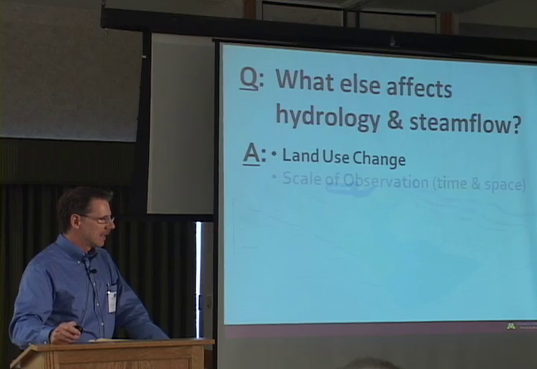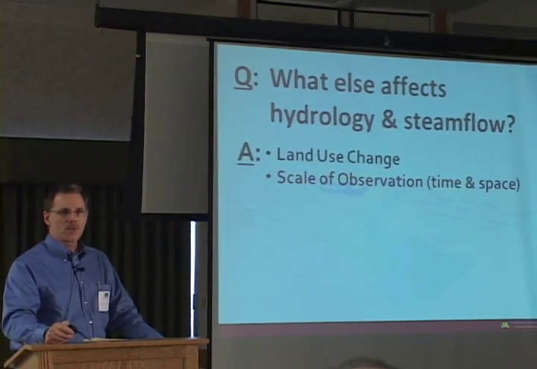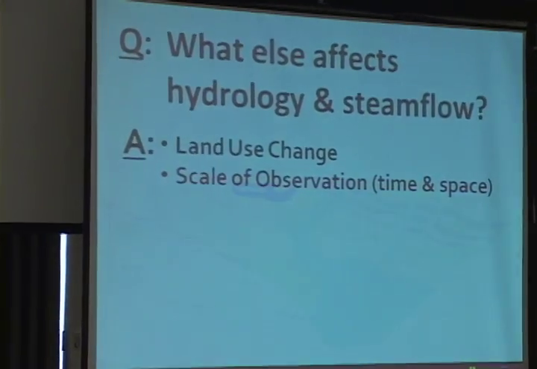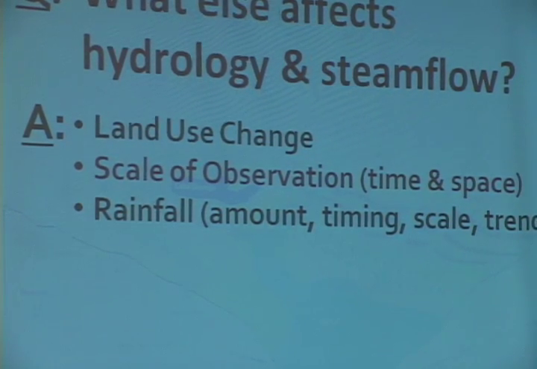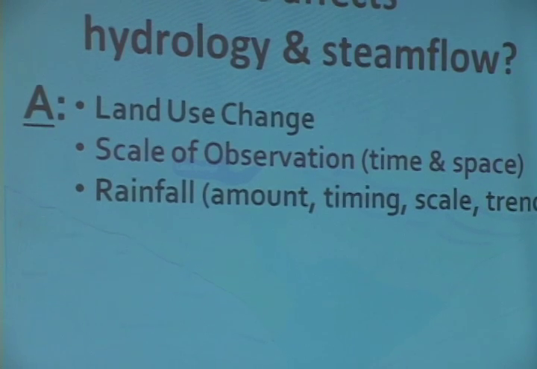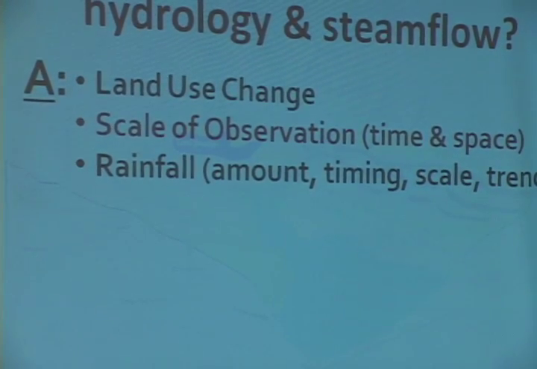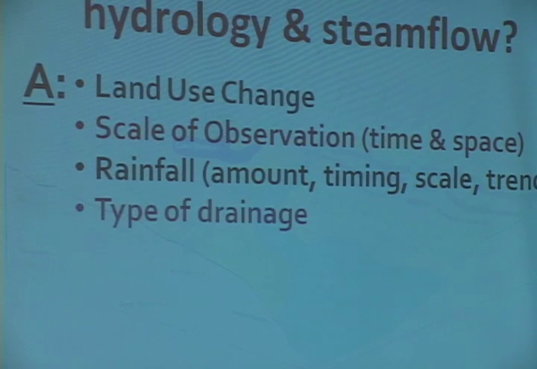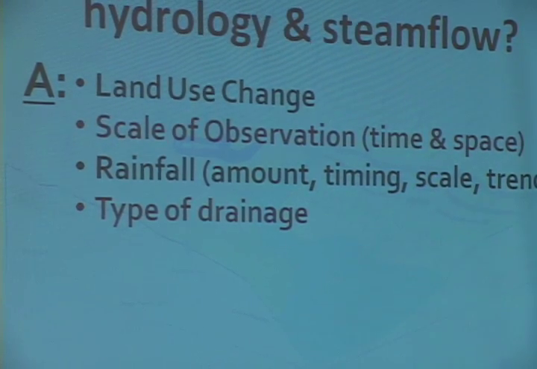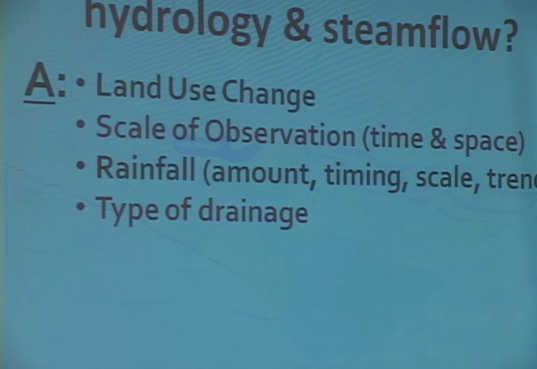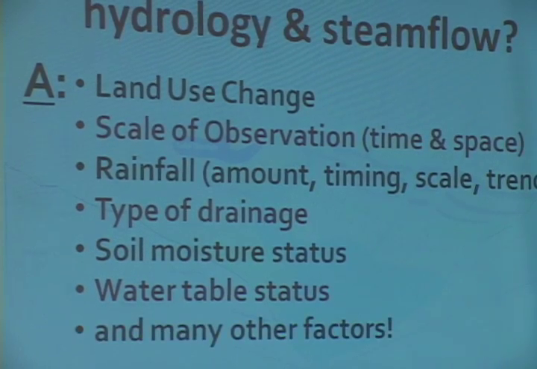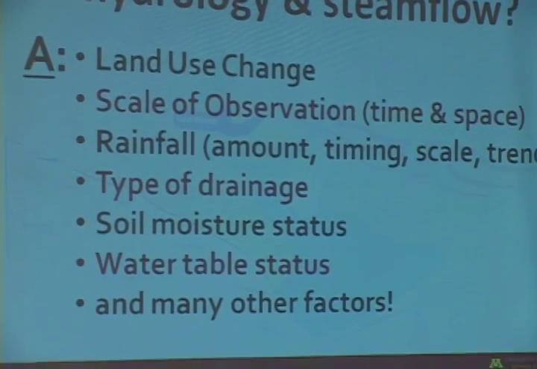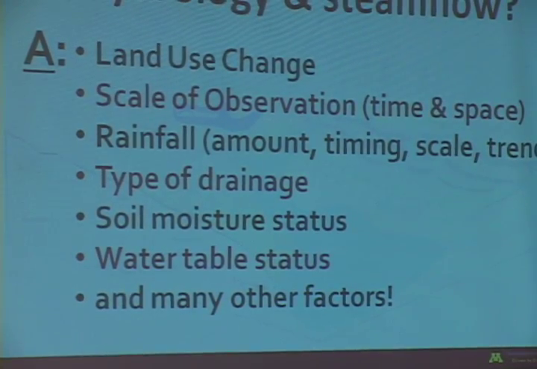Land use changes. The scale of observation. What are we observing? The field, the river, and so forth. We'll get into some of these. Rainfall. Dr. Seeley and others have talked about all the different characteristics of rainfall and how that's factoring into how water moves across the landscape now. The type of drainage. I've been using agricultural drainage as a general term, but guess what? There are different types of drainage, and they behave differently. Soil moisture status, water table status, and lots of other factors. I want to talk about just a few of these in the next 2 or 3 hours.